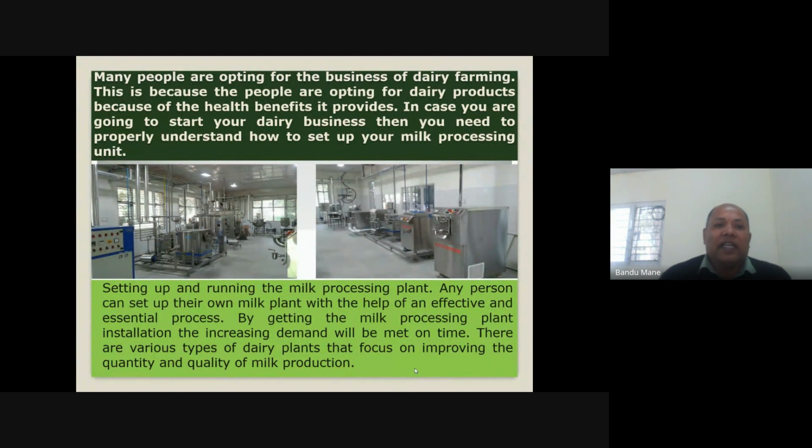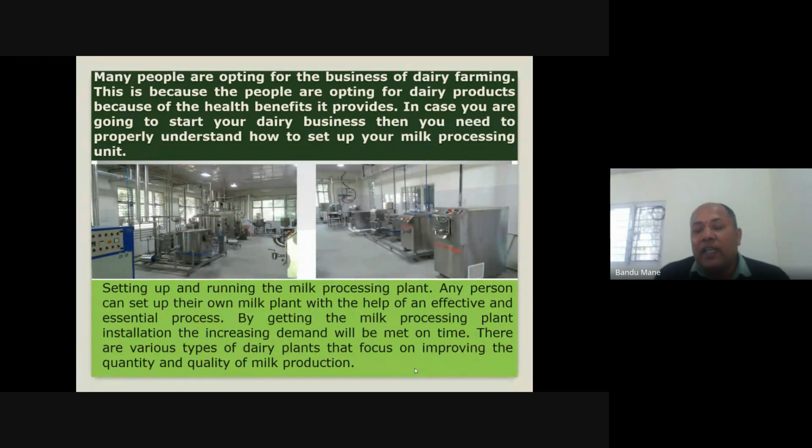Any person can set up their own milk processing plant with the help of an effective and essential process. By installing a milk processing plant, the increasing demand will be met on time. There are various types of dairy plants that focus on the quality and quantity of the milk. There are different types of milk plants: small scale plant, medium scale plant, and large plant.